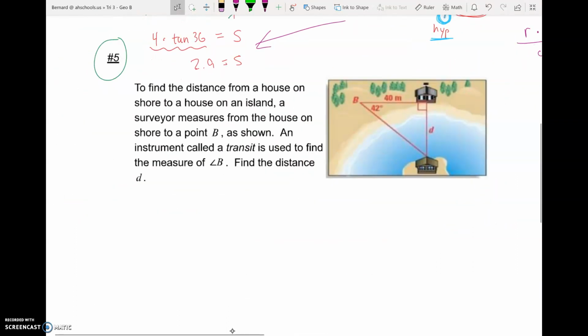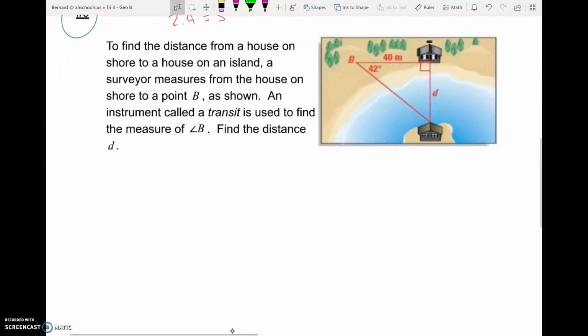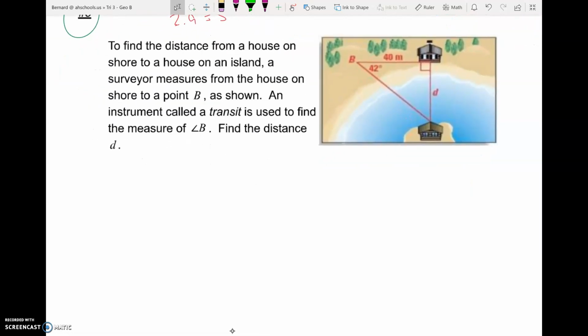All right, now this is an angle of elevation or depression problem because it's a word problem, but they give us a nice picture to go about this. And so I'm going to use the picture since it's already drawn, and we'll be able to solve this thing. So we want to find the distance from a house on shore to a house on the island. So that's what D is in this picture. We want to know what D is.